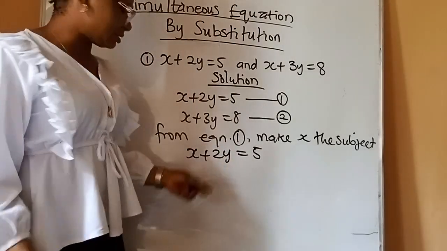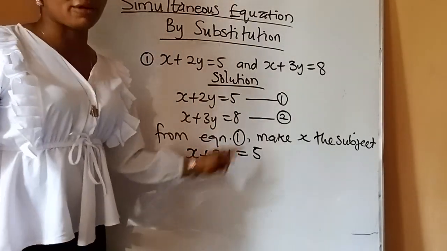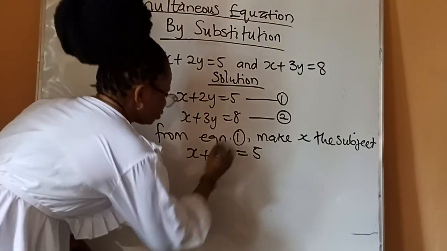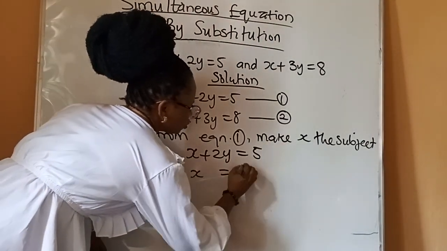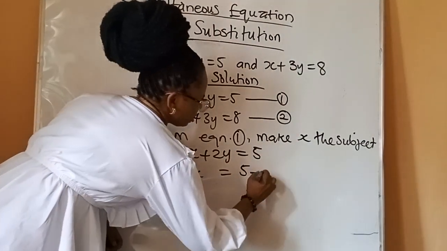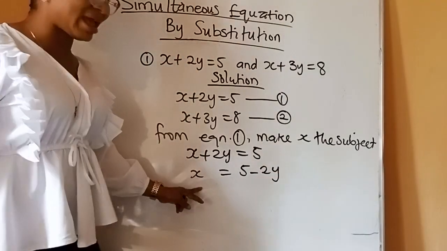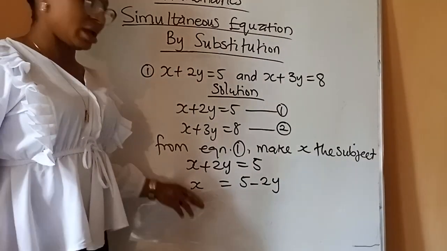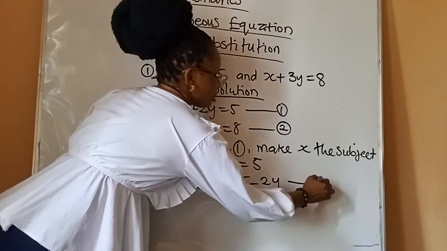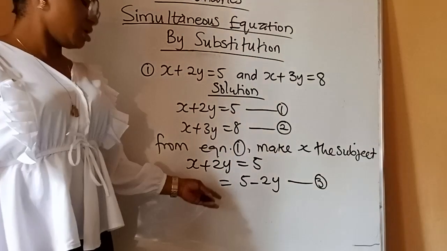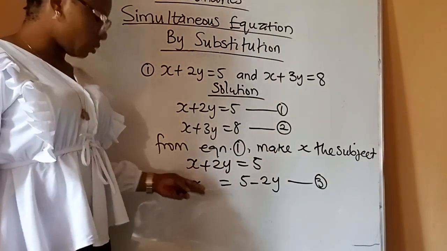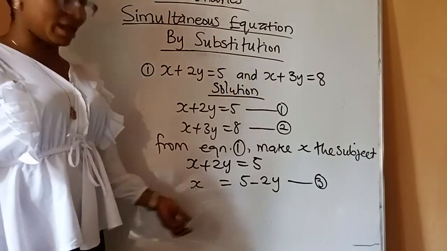Actually, what I mean is subtract 2y from both sides of the equation. So I will have x equals 5 minus 2y. That is how to make x the subject of the equation. I can decide to call this one equation 3 because I'll actually make use of it. We'll come back to it when we want to find the value of x.